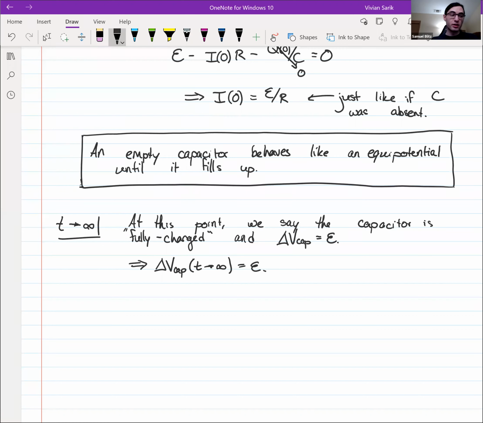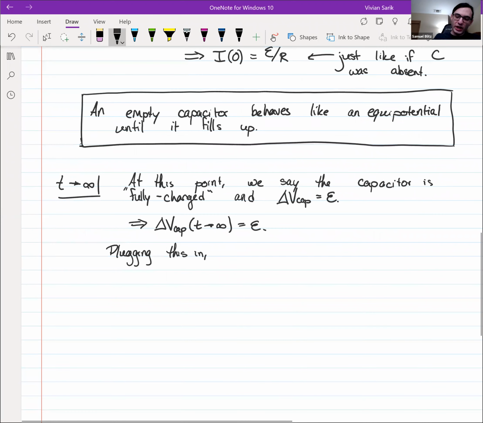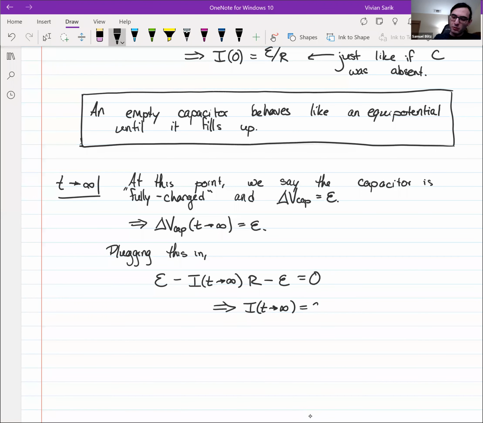We can plug this into our loop equation. We're not plugging in Q anymore, we're just plugging in Q over C, which is equal to delta V cap. We have EMF minus I R, where I is I as t goes to infinity, times R, minus delta V cap, which is just EMF, equals 0. And what that implies is that the current as time goes to infinity goes to 0.